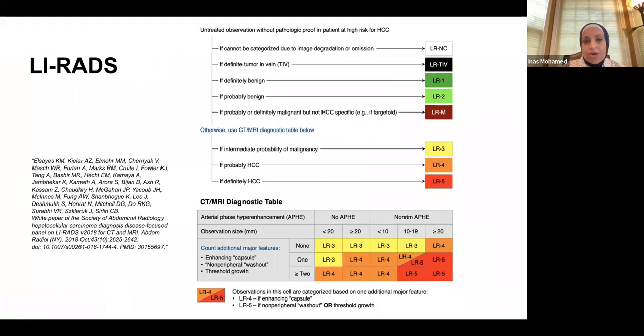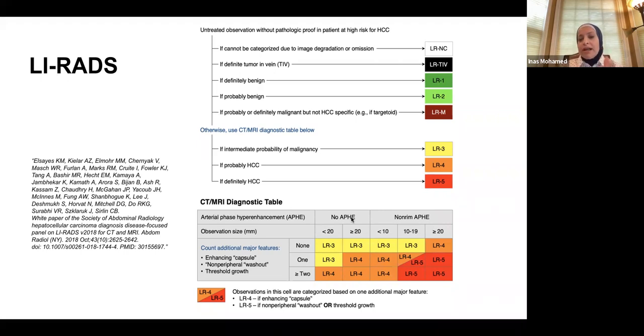Okay, so this is the LI-RADS. Actually, Dr. Sais, he's Egyptian too, he's a professor at MD Anderson in Texas. He's doing a great job with this LI-RADS. I'm showing you this to show that one of the criteria, other than LR1, LR2, is a definite tumor in vein. Okay, I just want you to look at this table down here.